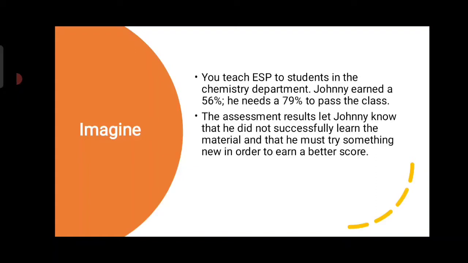From this case, we learn the low exam score lets Johnny know that he missed something important he should have learned. Perhaps he did not understand the material, or maybe he did not study long enough. Whatever the case, the assessment results let Johnny know that he did not successfully learn the material and that he must try something new in order to earn a better score.